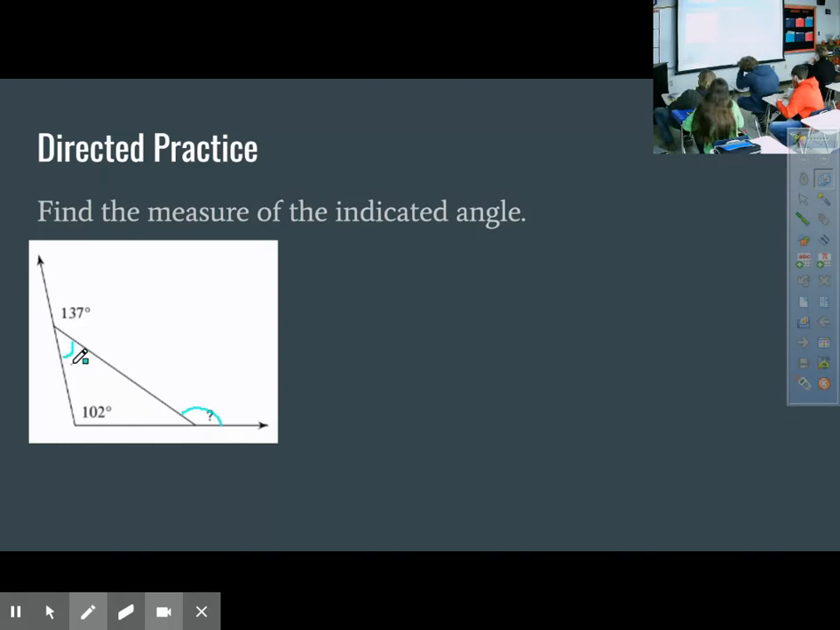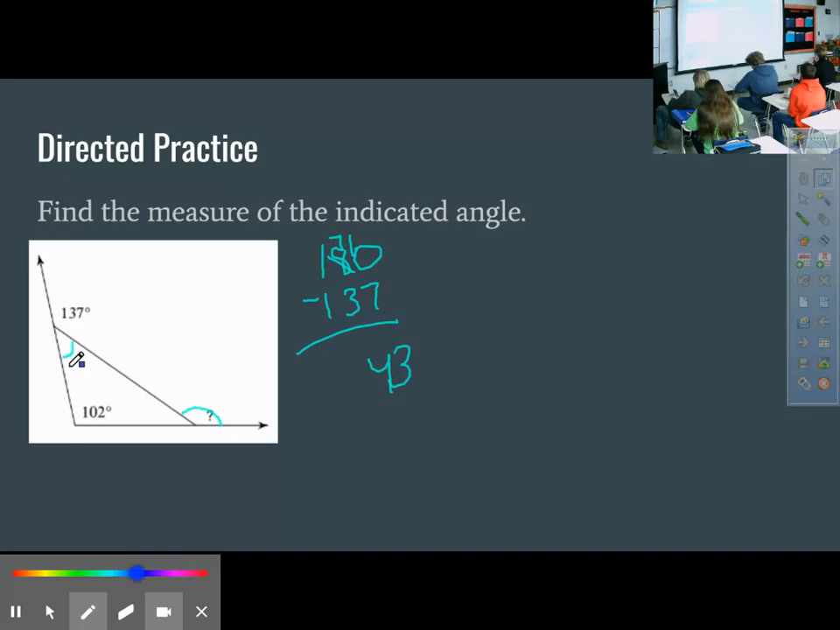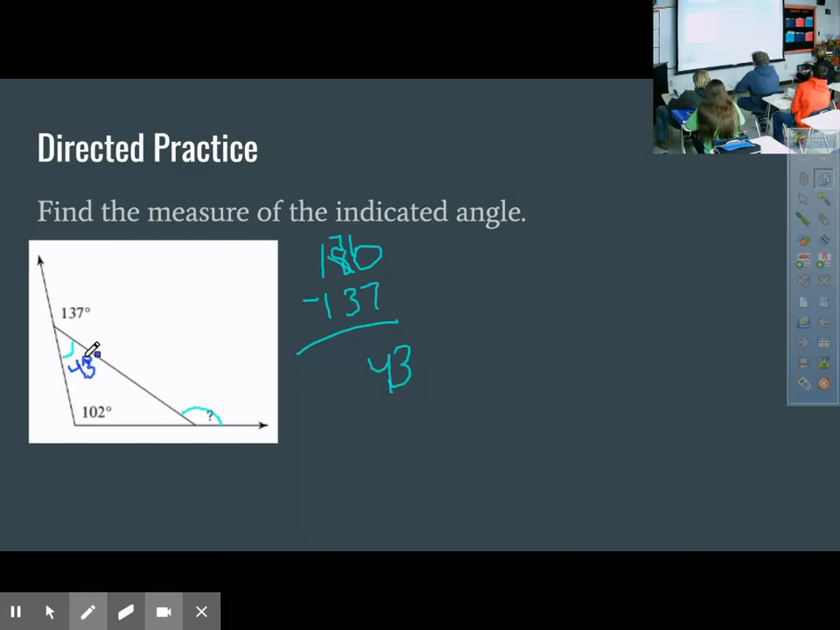How can I go about figuring out this angle up here? 180 minus 137. Why? Because it's a straight line. Yeah, these two are a linear pair, which means they add up to 180. So to figure out this angle, you would do 180 minus 137. That's 43 degrees. So this angle right here is 43 degrees.